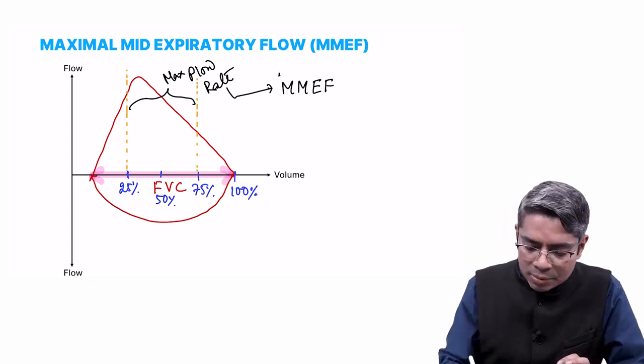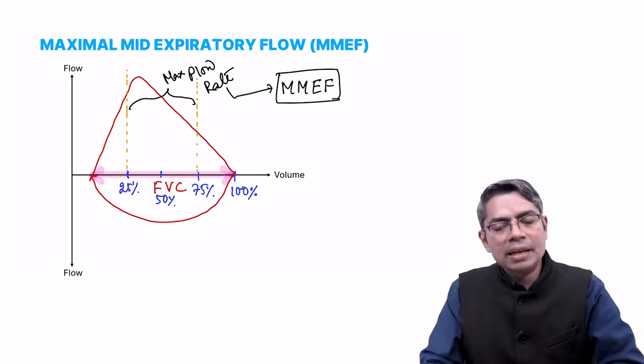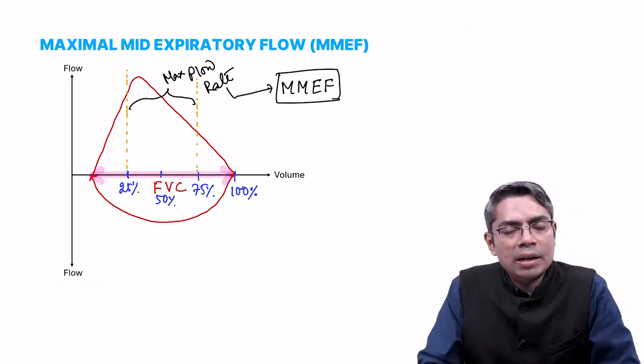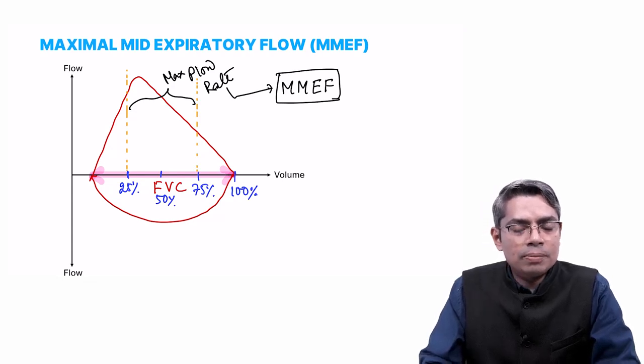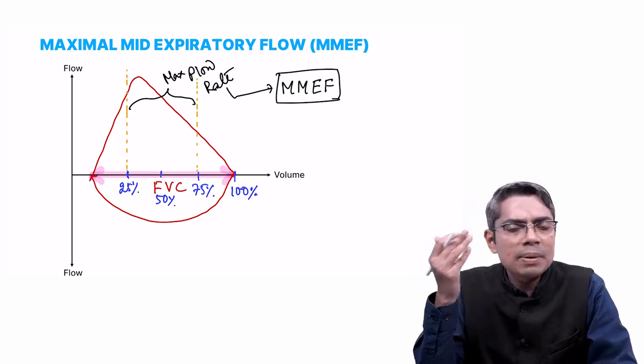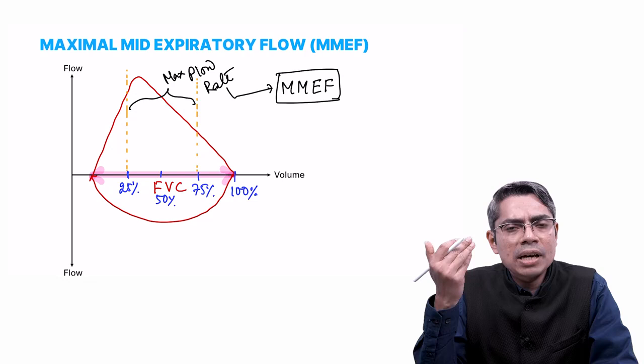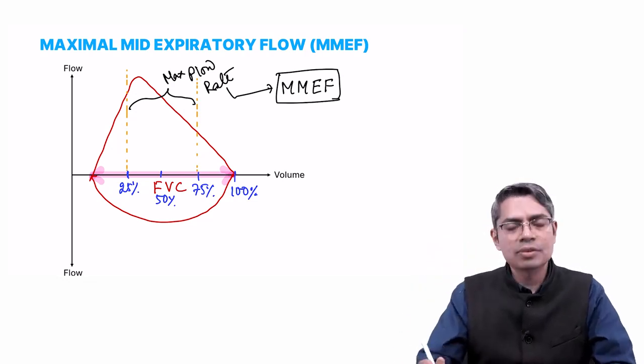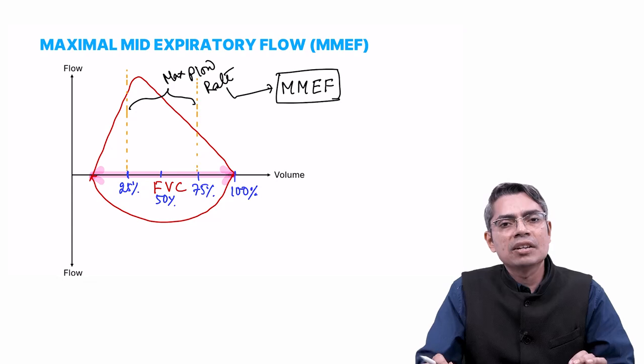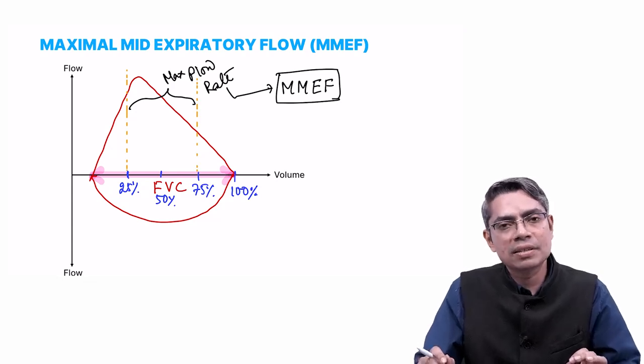If there is a reduction of this MMEFR value, then you are 100% sure that small airways disease has set in. At the end stage of the disease, there will be multiple problems. But if you want to diagnose the disease at the early stage, then this is known as the very sensitive indicator of small airways disease, early disease of the small airways.